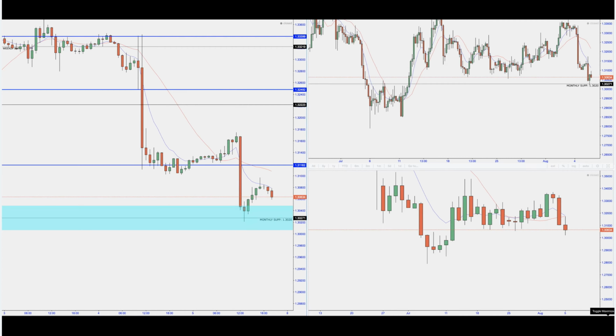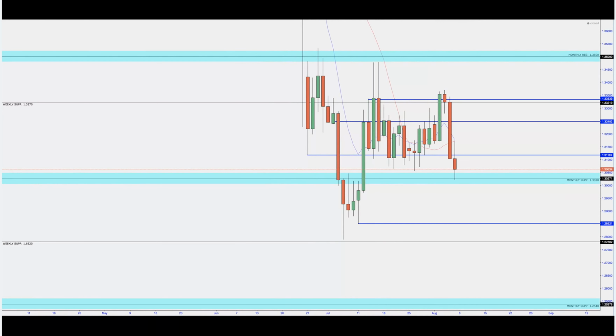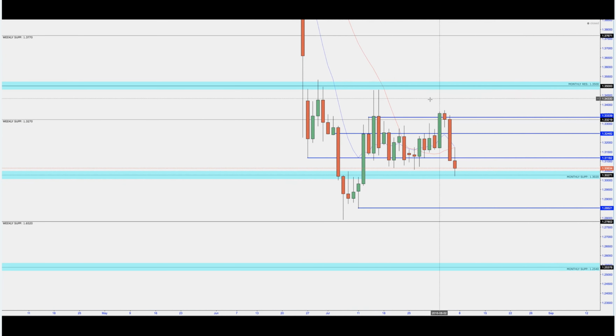So look at this daily time frame across here, GBP USD. I've got all of the levels on and stuff. GBP USD, we've been knocking our head around the weekly, what's now resistance zone here, yeah?